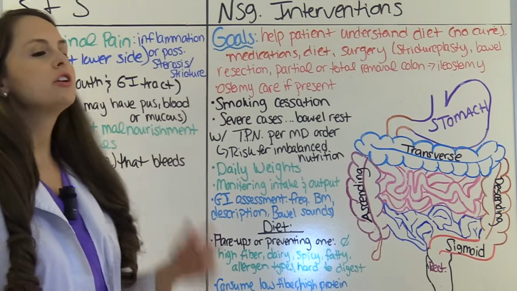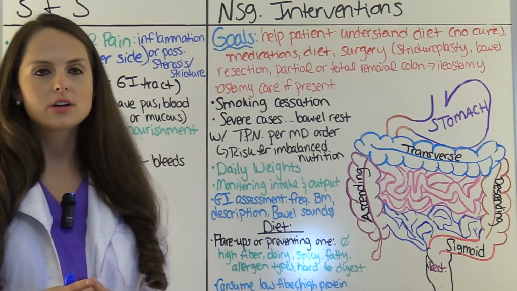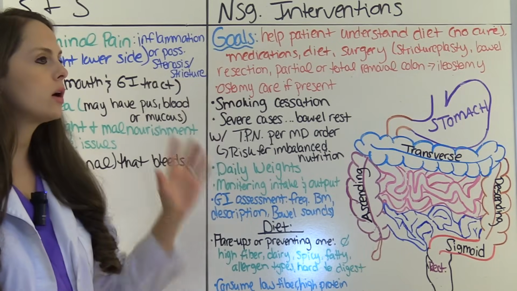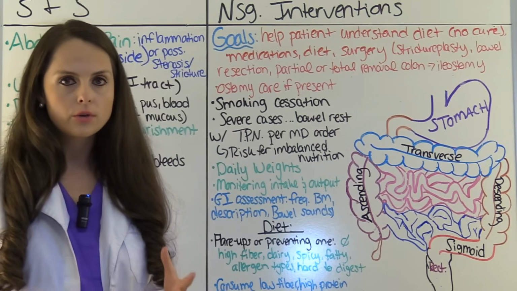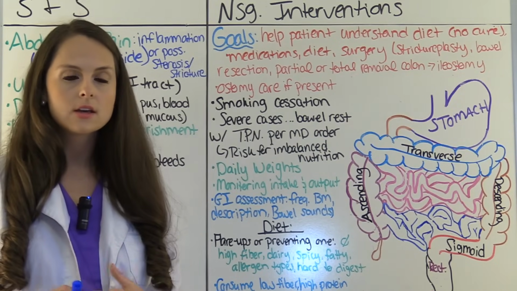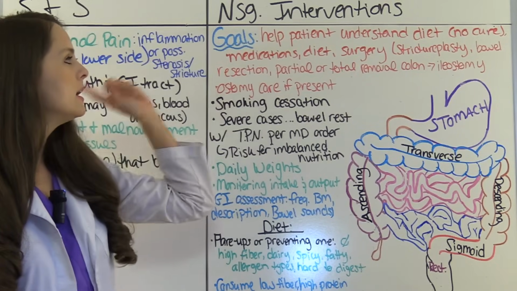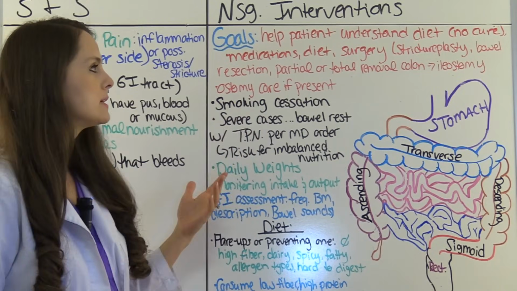Now let's look at the nursing interventions. What are you going to be doing for this patient as the nurse? Well, our goal is to help the patient understand what is going on and understand about this disease. Because remember, there's no cure. So they're going to have this chronically, and they need to know how to manage it with diet, medications they may be prescribed, and possible surgeries.